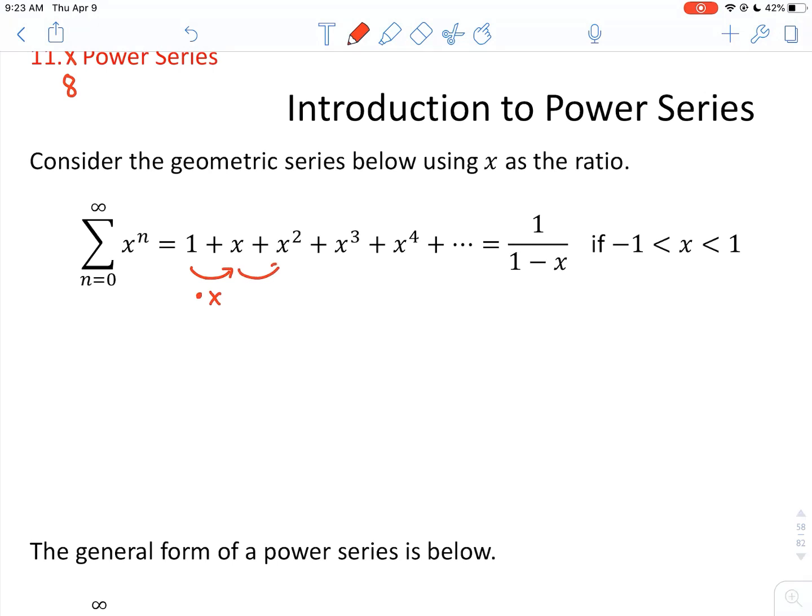Well, how do I go from x to x squared? Well, you multiply by another x. So the pattern is you just keep multiplying by an x to go from term to term. This is the pattern that is true of a geometric series.